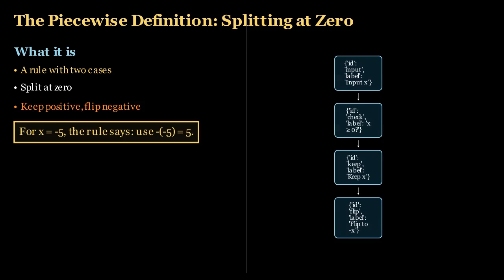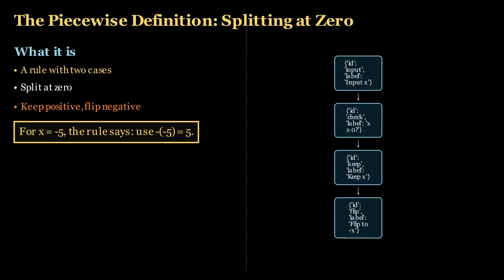Think of it like a sorting machine at a recycling plant. The sensor checks each item. If it's the right type, it passes straight through. If it's the wrong type, a mechanical arm flips it over so it's correct. The piecewise definition is that sensor and flipper for numbers.